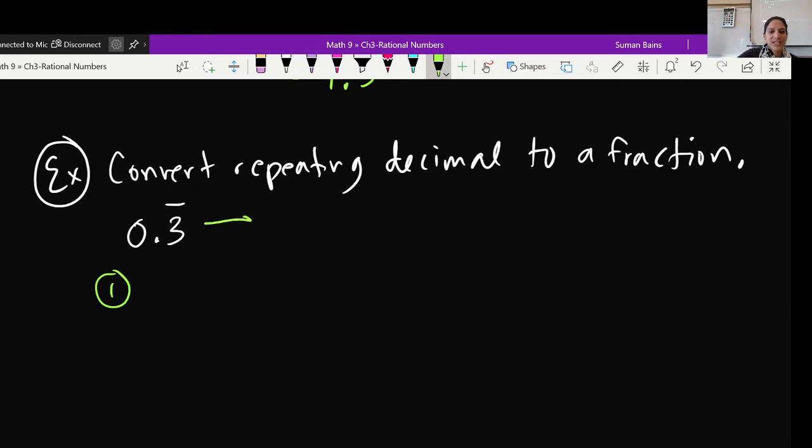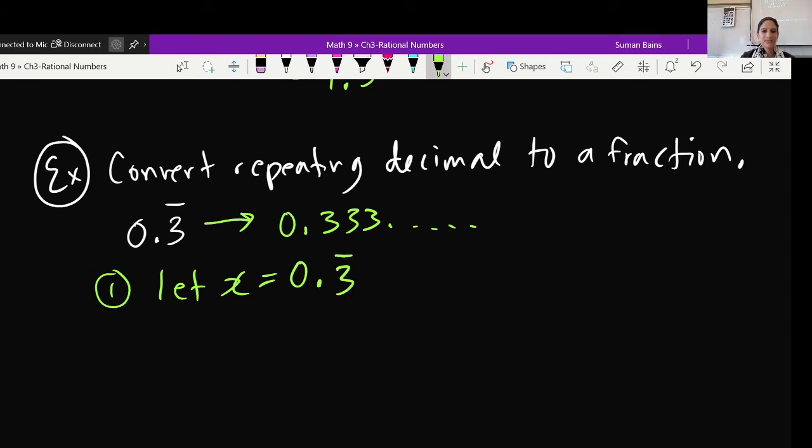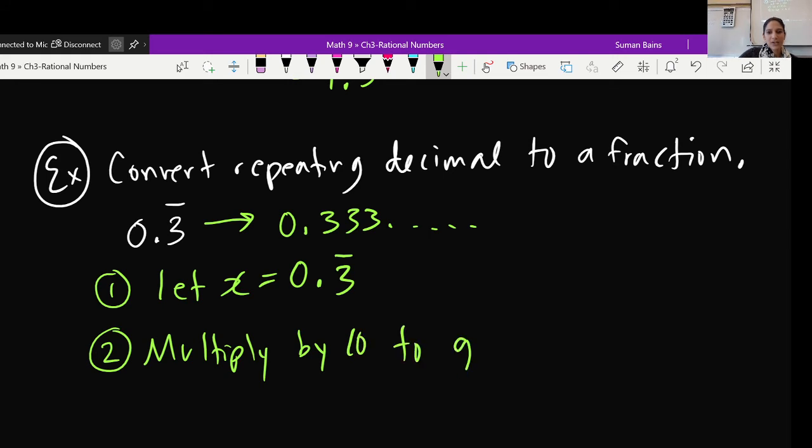So here's step number 1. Well, first of all, we're going to say that this is like saying 0.333..., which indicates that it's repeating, right? We already talked about that. Step number 1 is we let x equal 0.3 repeating. I'm going to show you. Don't worry, I know this isn't making much sense right now. Step number 2, we're going to multiply by 10 to get a whole number.